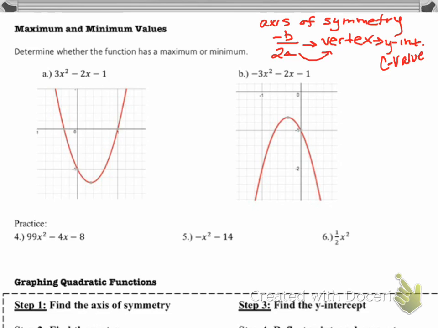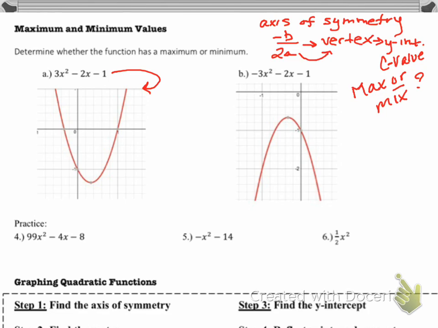So one of the things we didn't talk about was, how do we know if we have a max or a min just by looking at the equation? How do I know that? And so we're going to talk about that right here. In this first example, you'll see I have 3x squared minus 2x minus 1. It is graphed right here.